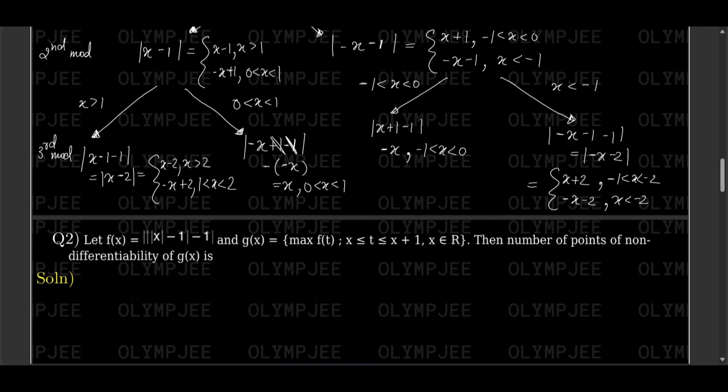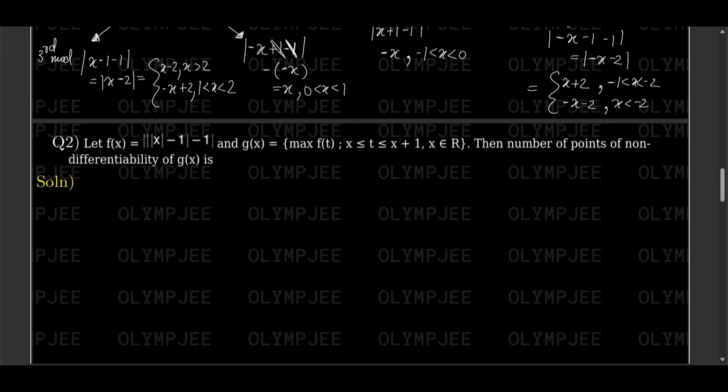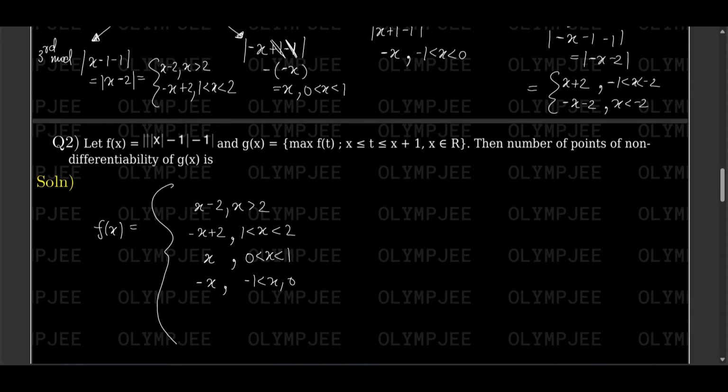Okay, so our final definition that we have arrived at is that f(x) is, for x greater than 2 we have x minus 2. For between 1 and 2 we have minus x plus 2. For 0 to 1 we have x. For minus 1 to 0 we have minus x. For minus 1 to minus 2 we have x plus 2. For less than minus 2 we have minus x minus 2.